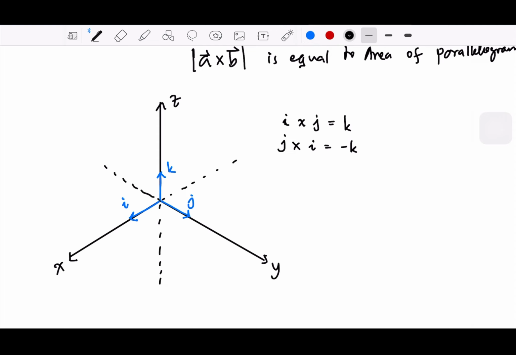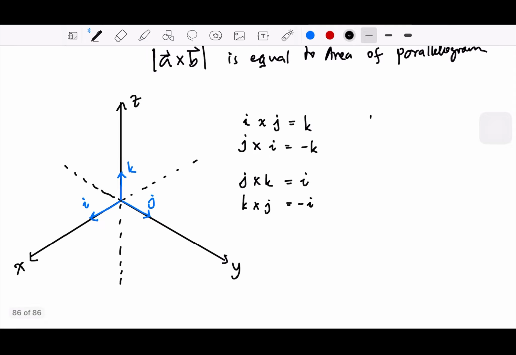Now j cross k is going to be here. It's going to be positive. So j cross k is positive i, and the opposite, k cross j is negative i. And k cross i is j, and i cross k is negative j.